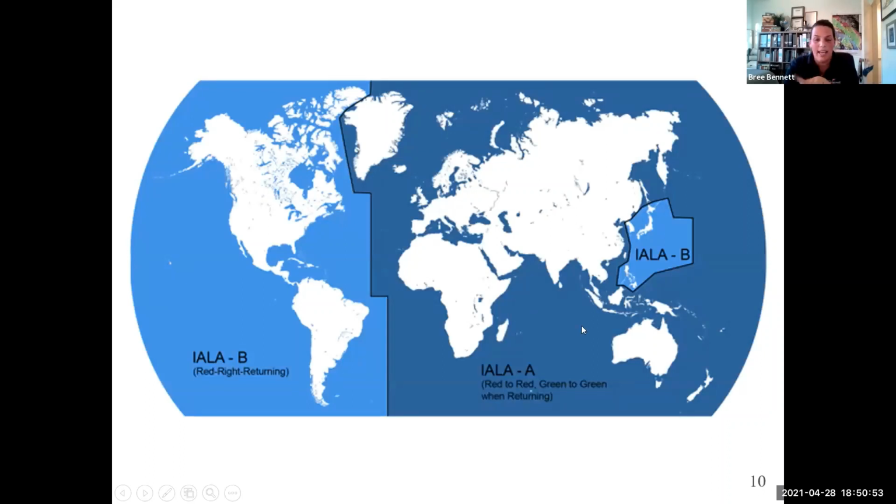Okay, we have our IALA A and IALA B. Guess that's a little out of order here. So IALA A, instead of red right returning, their little poem is red to red or green to green when we're returning. And that's in reference to their side lights. So your red side light is next to your red buoy when returning for your IALA A. So red to red or green to green, or red right returning for IALA B.